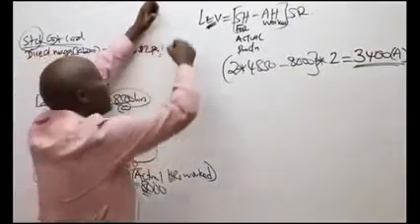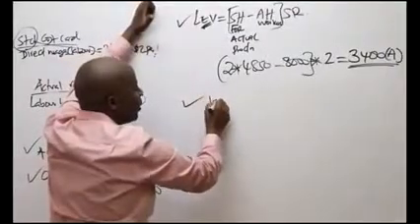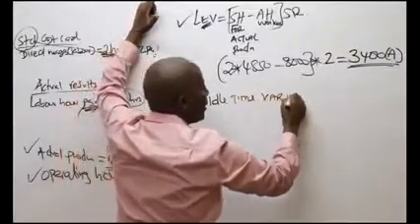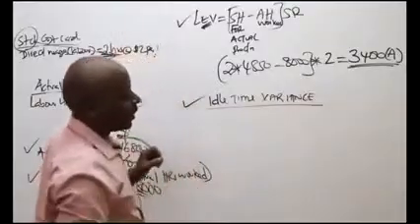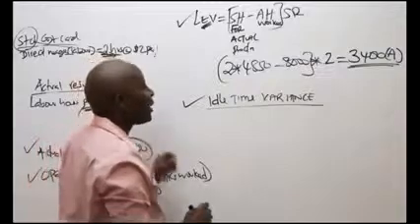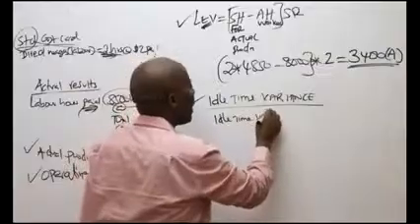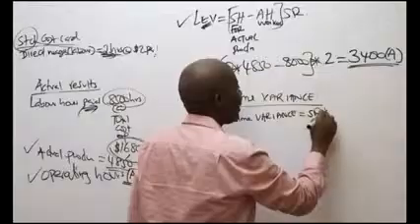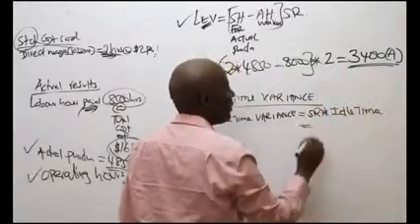Ladies and gentlemen, the last type of labor variance is called idle time variance. How do we get this labor idle time variance? To get the idle time variance, we normally take the standard rate times the idle time.